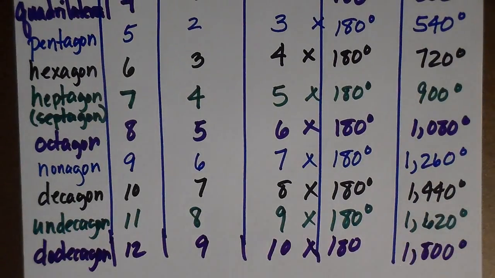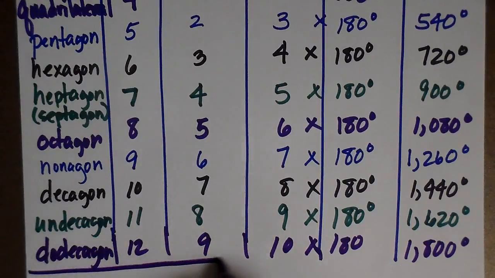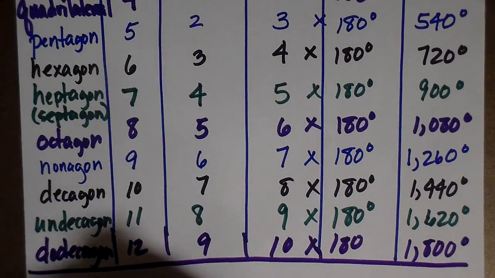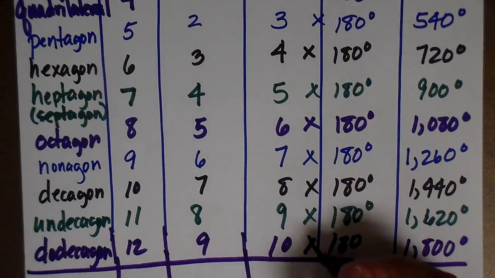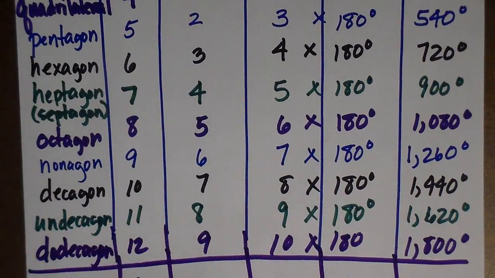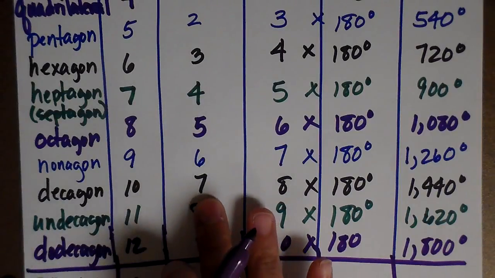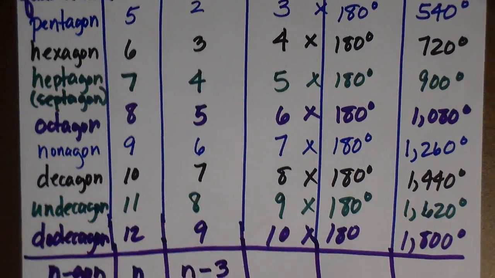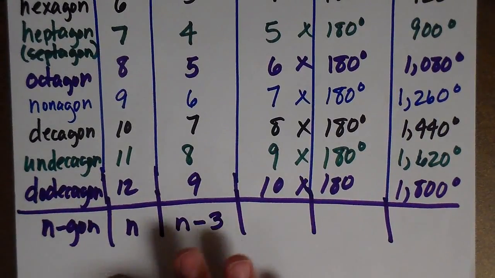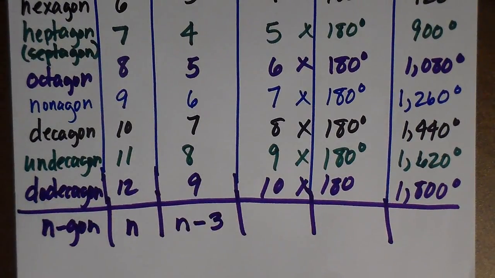So look at your pattern here. What if I just had an n-gon? I didn't know how many sides. N sides. How many diagonals will an n-gon have? Well, we'll look at the pattern. 10 sides is 7 diagonals, 11 is 8, 12 is 9. This is n minus 3. Whatever the number of sides is, minus 3 is how many diagonals you have.